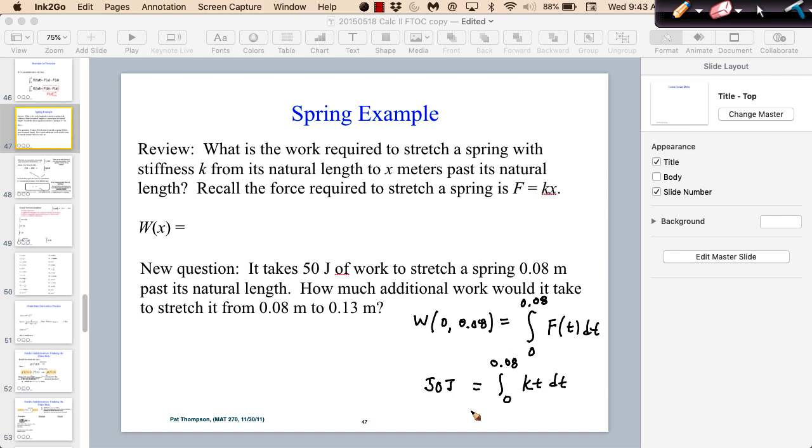We got to this a couple classes ago. We said that the work, 50 joules to stretch a spring, well, you have to have an integral. You have to have accumulation because that force is continually changing. You can only do it by adding up bits of work at a time because the force is different for every bit of work. Rate of change of work is force.